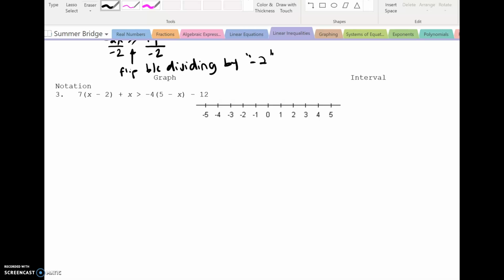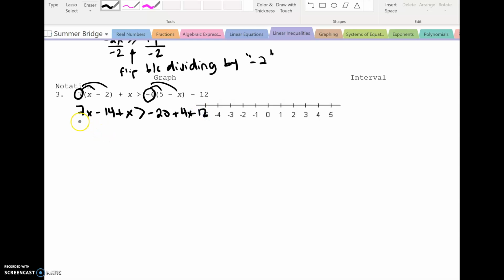Okay. So finally, I have lots going on for my very last example. I have 2 sets of parentheses, so I'm going to go ahead and distribute those out. So I have 7x minus 14 plus x is greater than -20 plus 4x minus 12.